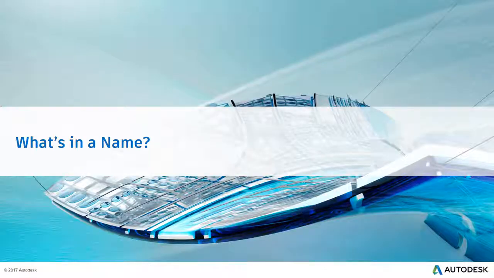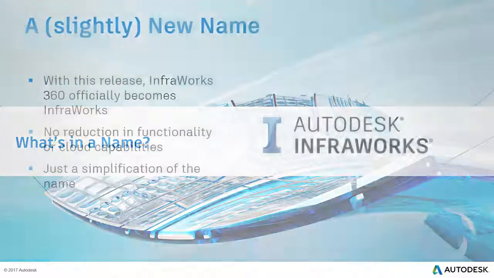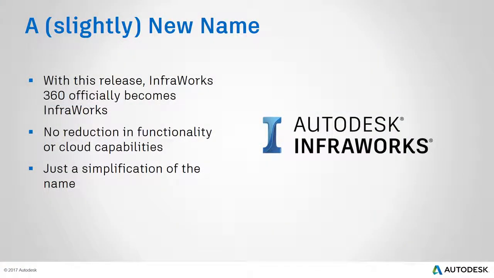So now let's talk about the slight name change that you'll see in InfraWorks with this new release. We're simply removing the 360 from the name. So what you've come to know as InfraWorks 360 will simply become InfraWorks. This in no way reflects a reduction in functionality or the cloud capabilities of the product. It's just a simplification of the name. So from now on, instead of calling it InfraWorks 360, you can simply call it Autodesk InfraWorks.